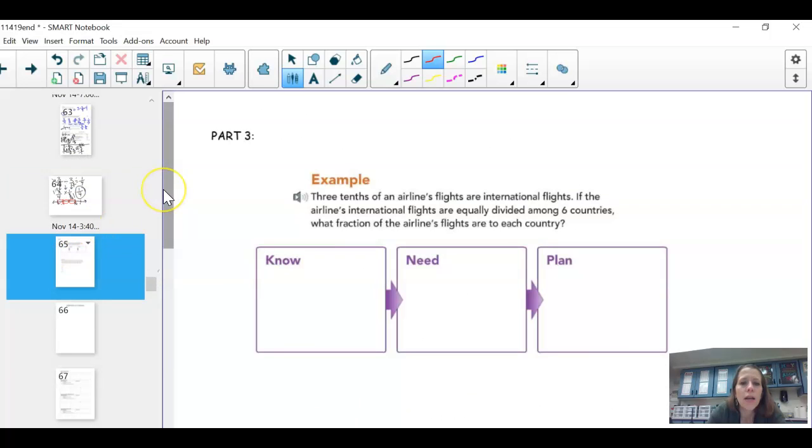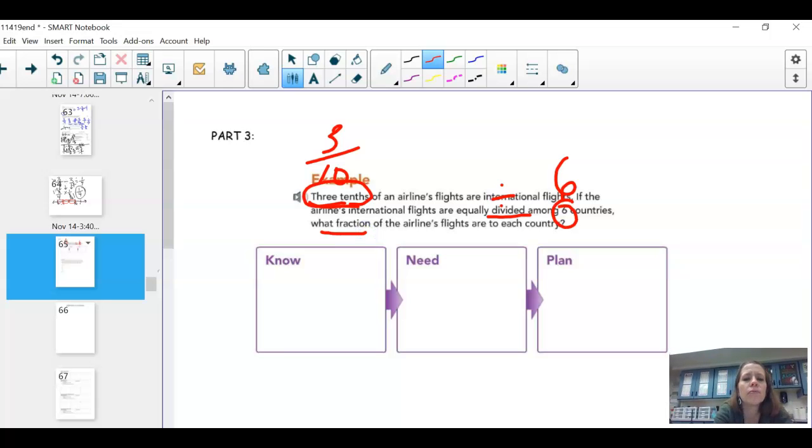Let's look at our problem, okay? So it says 3/10 of an airline's flights are international flights. If the airline's international flights are equally divided, so here's my number, divided among 6. See how I use my strategies? What fraction are to each country?